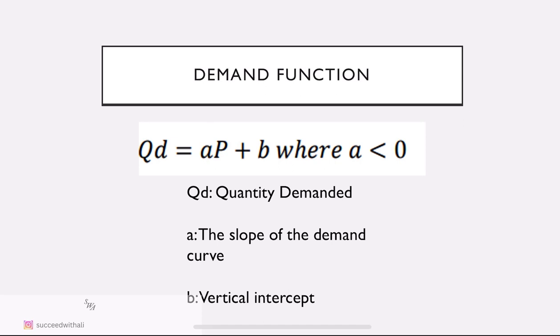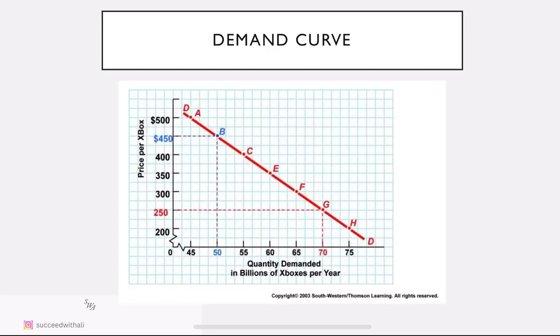On the next slide, we can see the demand function. QD is equal to A P plus B, where A is less than 0. QD is the quantity demanded, A is the slope of the demand curve, and B is the vertical intercept. We can see that the demand curve is downward sloping. All right?